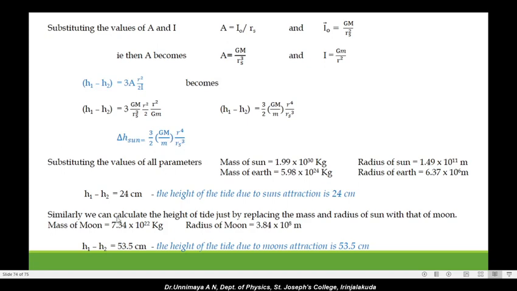So we know the mass of moon and radius of moon. Mass of moon is 7.34 into 10 raised to 22 kilogram and radius of moon is 3.84 into 10 raised to 8 meter. Substitute for capital M and rs.